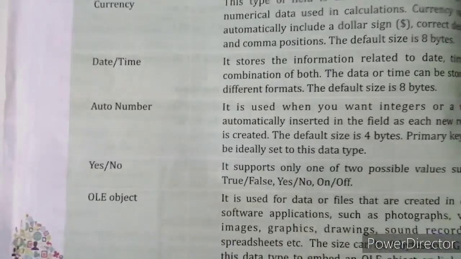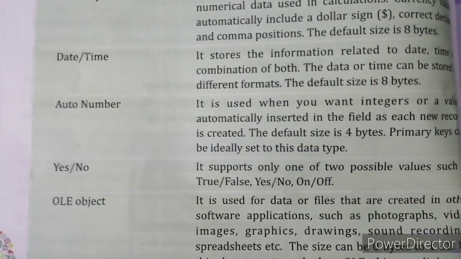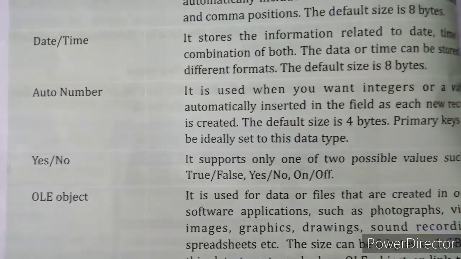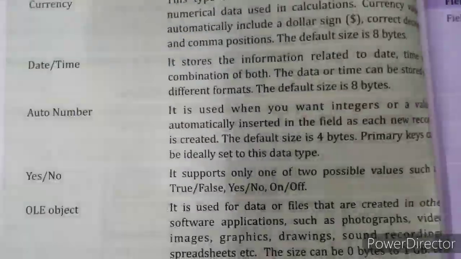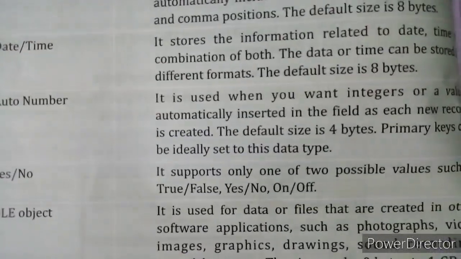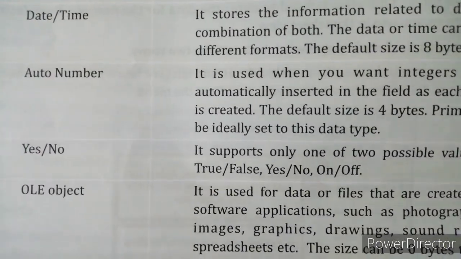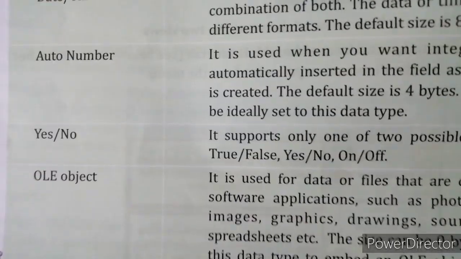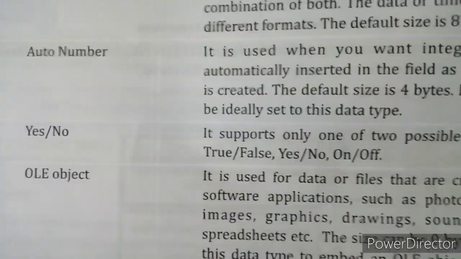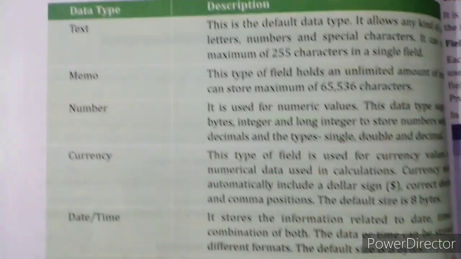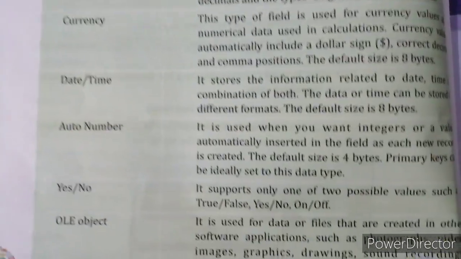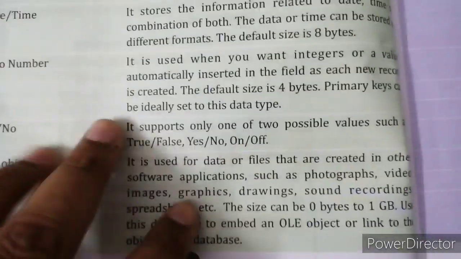Yes, no means this is used to enter your desired option, either you want to give that option or not. Suppose you are male, then you have to click on yes, I am male. If you are not a male, you are female, then you have to click on no. So these are the list of data types. You have to remember, go thoroughly on these topics.